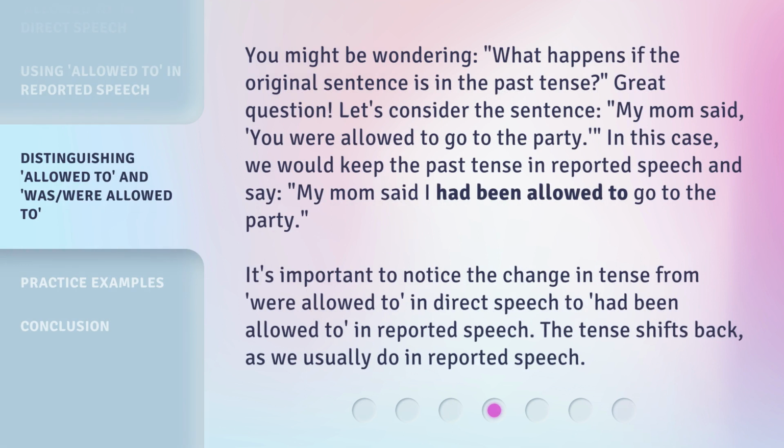You might be wondering, what happens if the original sentence is in the past tense? Great question. Let's consider the sentence, "My mom said, you were allowed to go to the party." In this case, we would keep the past tense in reported speech and say, "My mom said I had been allowed to go to the party." It's important to notice the change in tense from "were allowed to" in direct speech to "had been allowed to" in reported speech. The tense shifts back, as we usually do in reported speech.